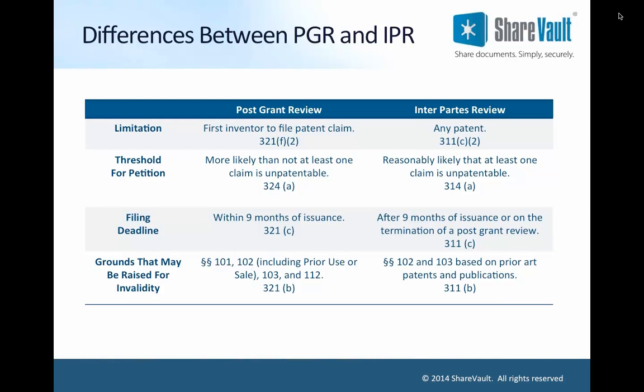So that's the threshold, and essentially it's the same for the inter partes review. The wording is a little bit different. In the inter partes review, they call it a reasonable likelihood that the claim is unpatentable. But basically, it's the same thing. That is, if there's a greater than 50% chance of unpatentability, the proceeding goes forward.